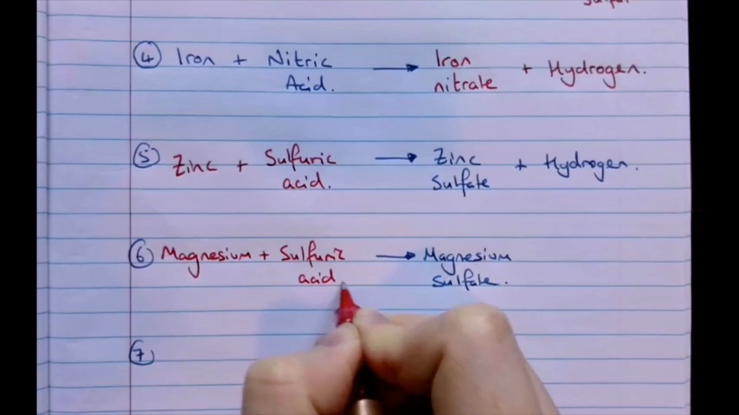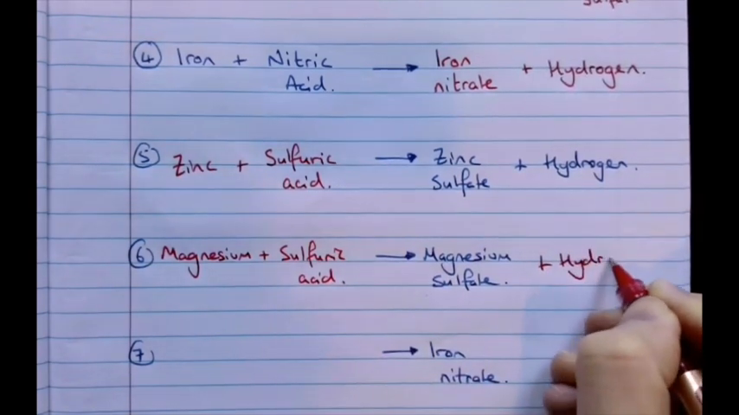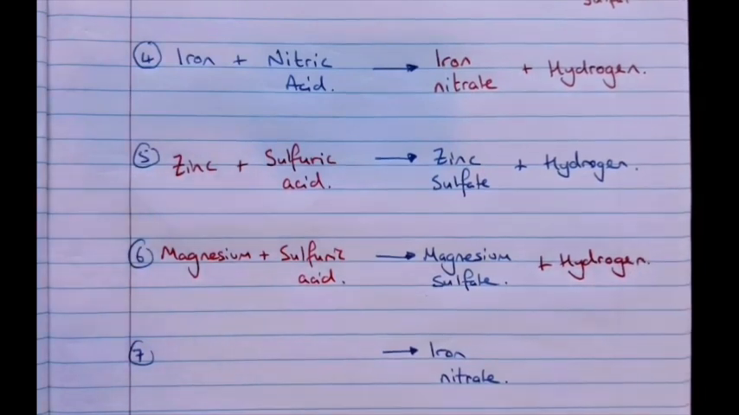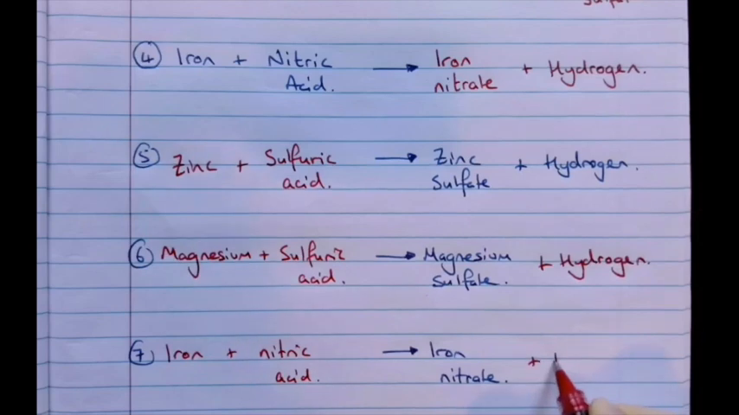And hopefully you all remembered that these reactions are all the same, so you should have had hydrogen gas over here as well. And finally, iron, should be getting the hang of this now, iron plus nitric acid would give you iron nitrate plus hydrogen.